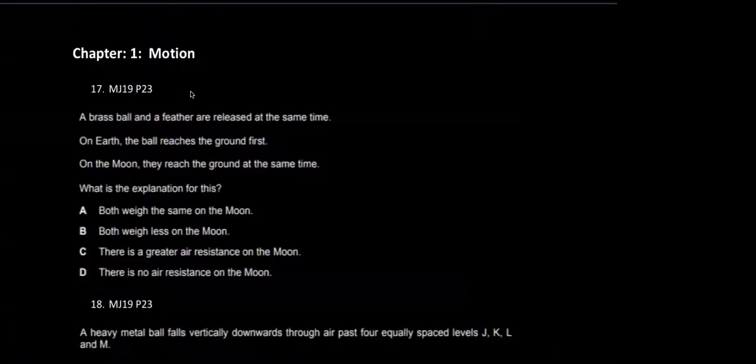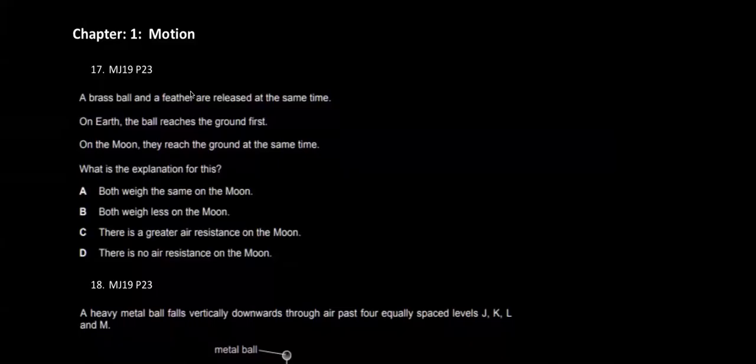Question number 17. A brass ball and a feather are released at the same time. So it's a brass ball and a feather. On Earth, the ball reaches the ground first. On the moon, they reach the ground at the same time. What is the explanation for this?